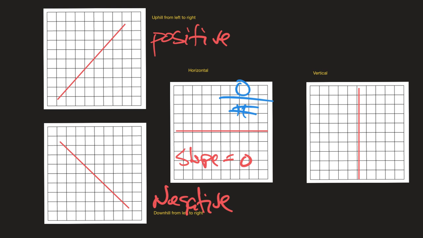No. Good, honest answer. I like it. Is it 90? A vertical line is so steep we cannot define it. Therefore, the slope of a vertical line is undefined. Slope is undefined. You need to know that, okay? A vertical line is so steep, we cannot define it. The slope of a vertical line is undefined.